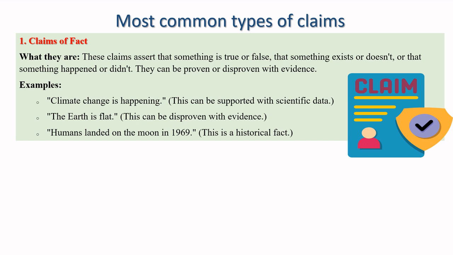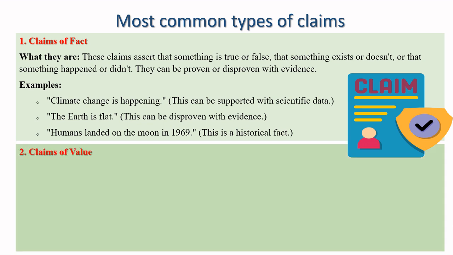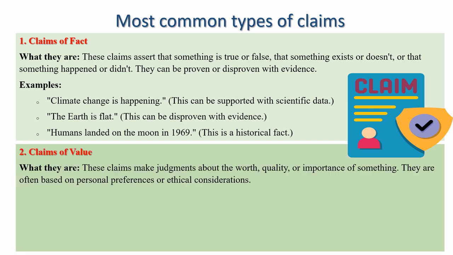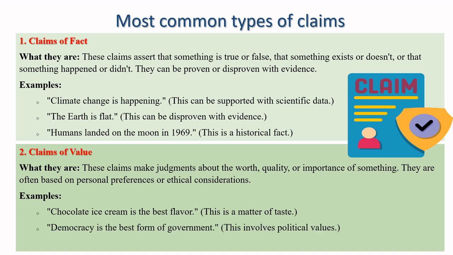Number 2. Claims of value. These claims make judgments about the worth, quality, or importance of something. They are often based on personal preferences or ethical considerations. Examples: Chocolate ice cream is the best flavor. This is a matter of taste. Democracy is the best form of government. This involves political values. It is wrong to lie. This is an ethical claim.